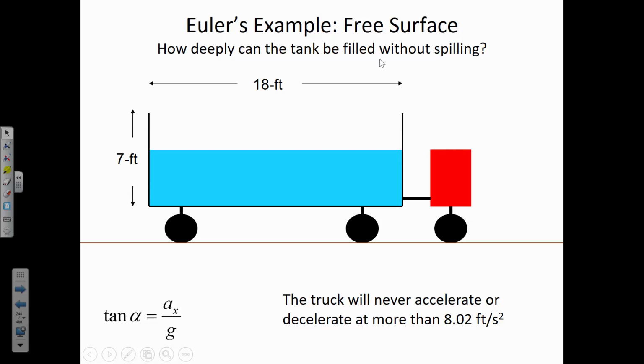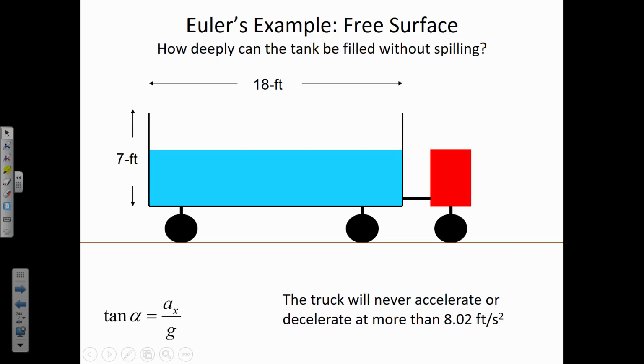And just as an illustration of how we can use that angle function, if we had a tanker truck that was 18 feet long and had a 7-foot bed depth, the question is how deeply could we fill the tank with a liquid so that it wouldn't spill if the truck is never accelerating or decelerating more than 8.02 feet per second squared. So g in the traditional units, of course, is 32.2 feet per second squared.